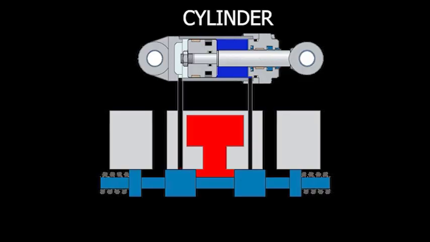The cylinder has a rod and piston inside that use seals and O-rings to essentially divide the cylinder into two halves, which we'll call side A and side B.